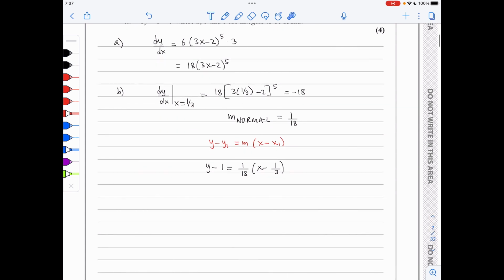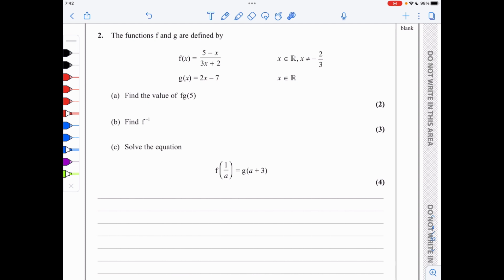So I will start by cross multiplying to get 18y - 18 = x - 1/3. And to get rid of the denominator of 3, I will multiply everything by 3. So 54y - 54 = 3x - 1. The only thing that remains is to collect everything on one side. So 54y - 3x - 53 = 0.